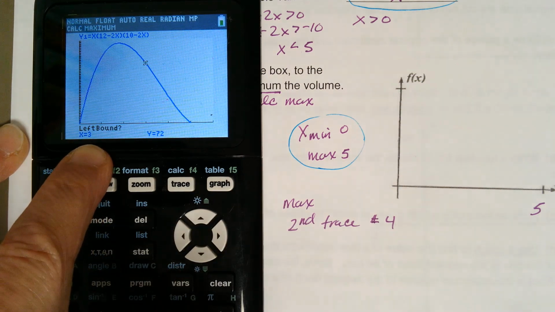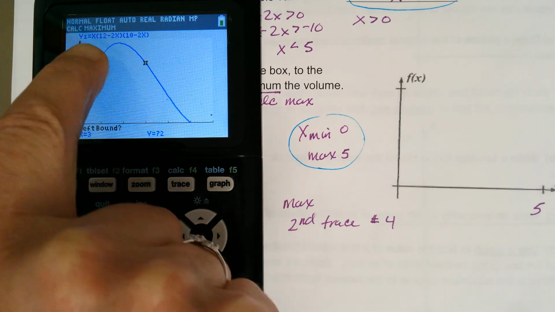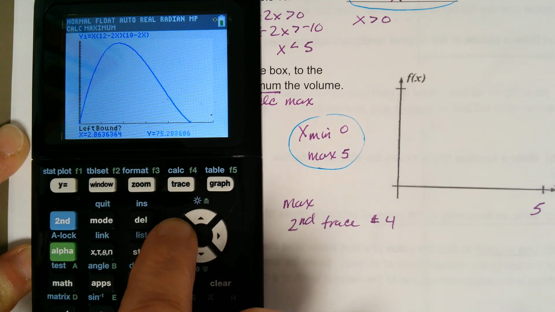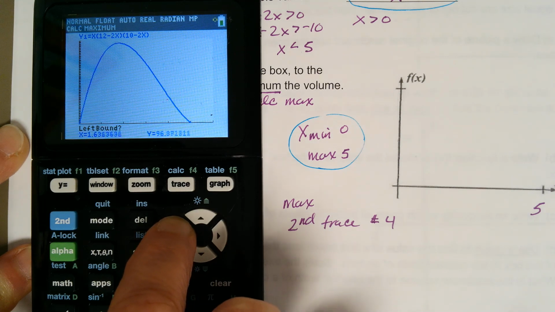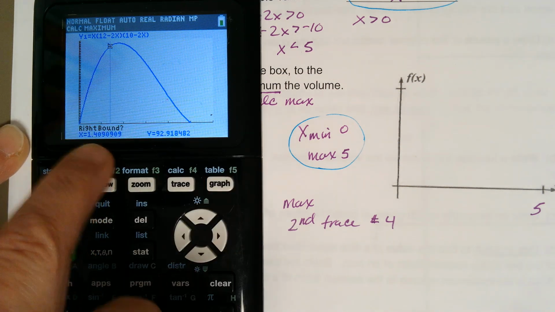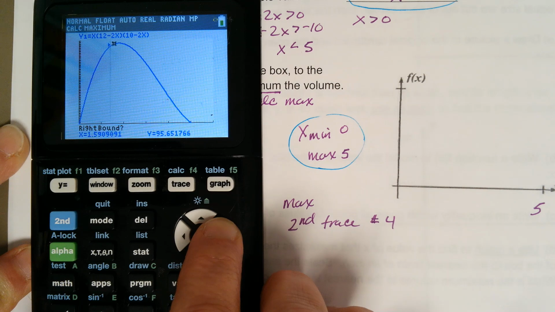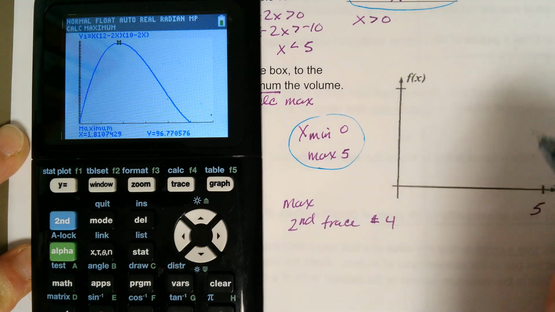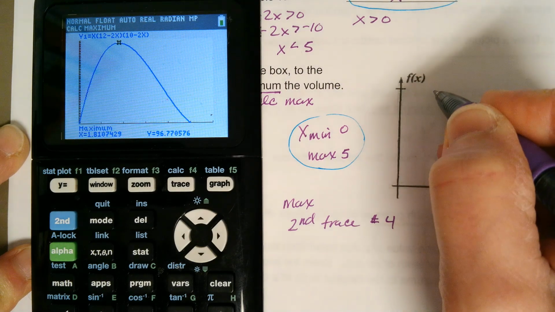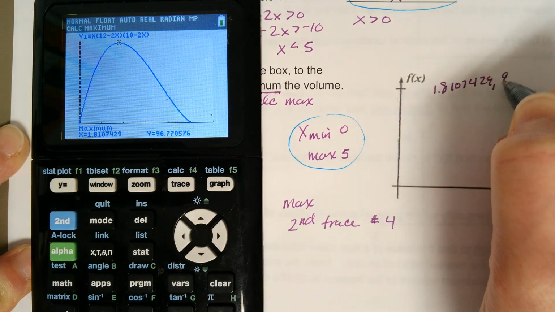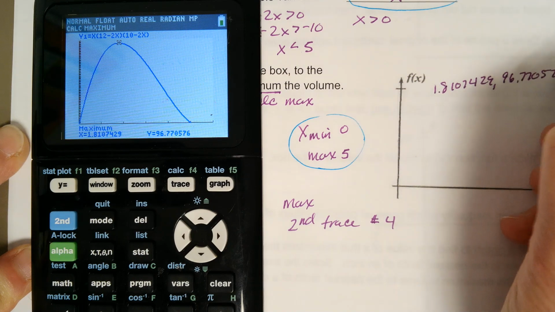It asks for a left bound. Your cursor needs to be to the left of your turning point up there, your relative max. So to the left, holding it down, left-hand arrow. It's to the left of the top of the hill. Now it asks for a right bound. That cursor needs to be moved to the right of the top of the hill. For the guess, you don't have to do anything, just press enter. So we have the point 1.8107429, 96.770576.